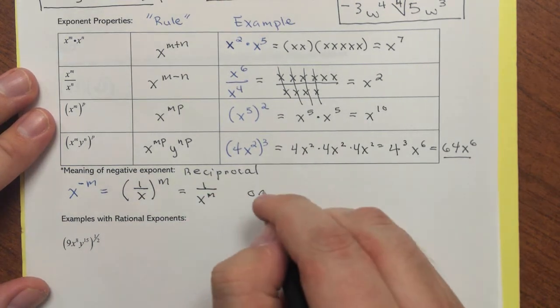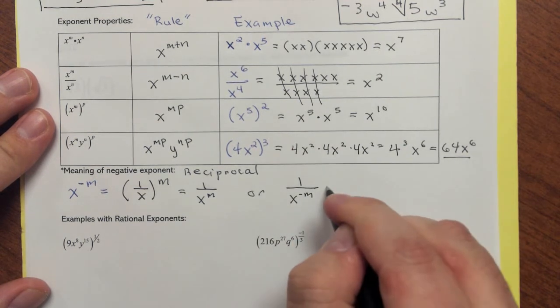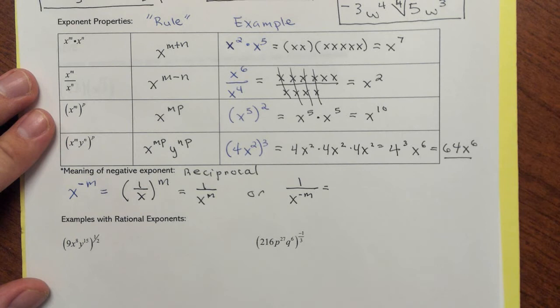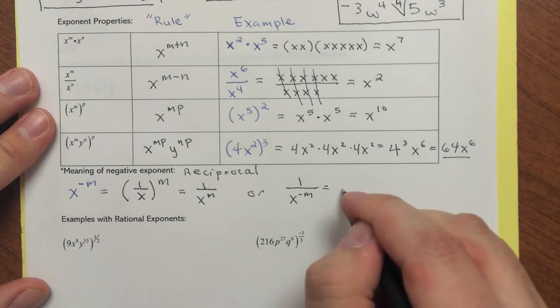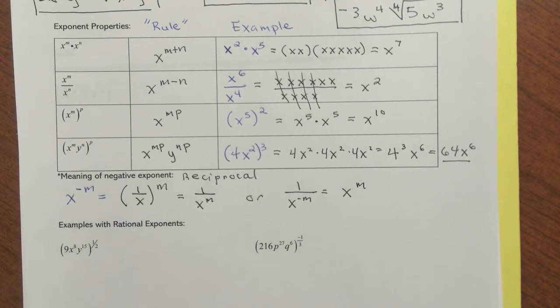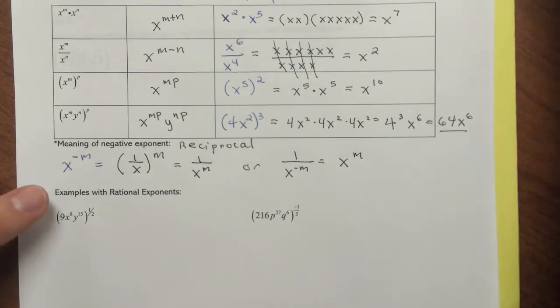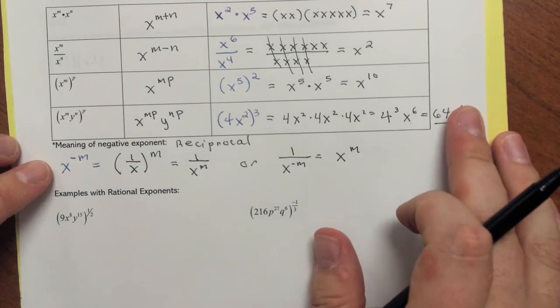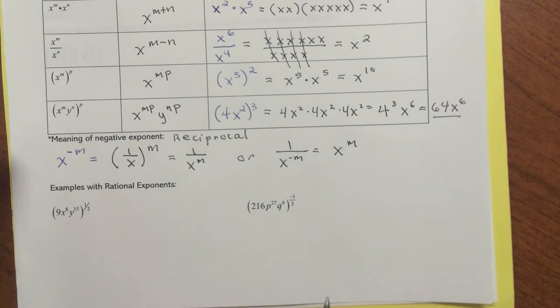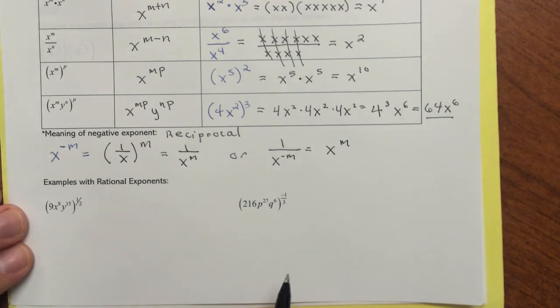Similarly, if I started a problem where I had a negative exponent in the denominator, I would resolve that by moving the x up top and again changing the sign of my exponent. So let's see how these properties work with rational exponents. I'm going to start with the last property. What if I have a power of a product?